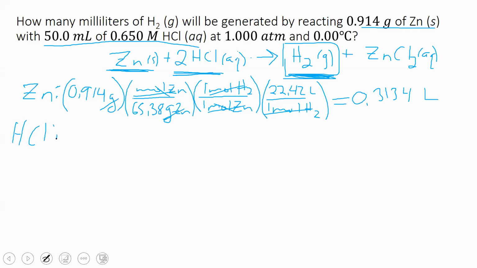We have to do the same thing for HCl. Only here, to get to moles, we're now taking the volume times the concentration. So 0.0500 liters, right? That's our 50 milliliters, so I'm converting directly into liters as I write it down. Multiply that by the concentration.